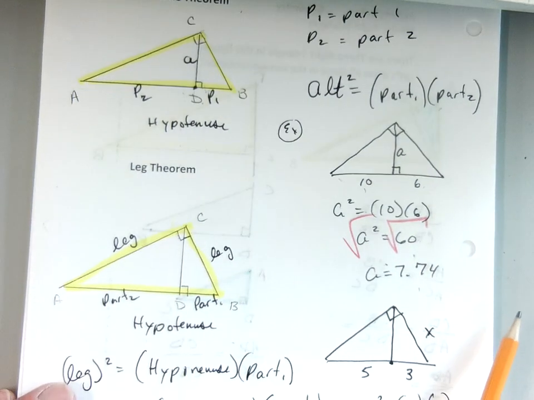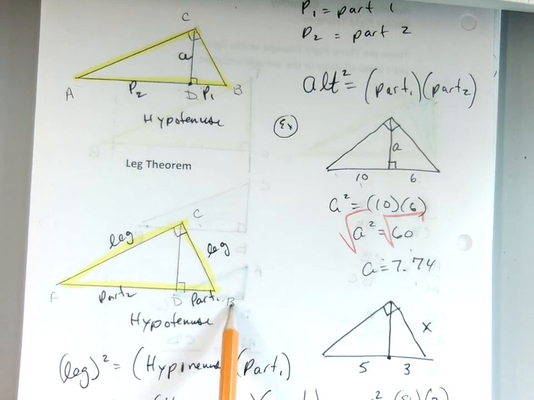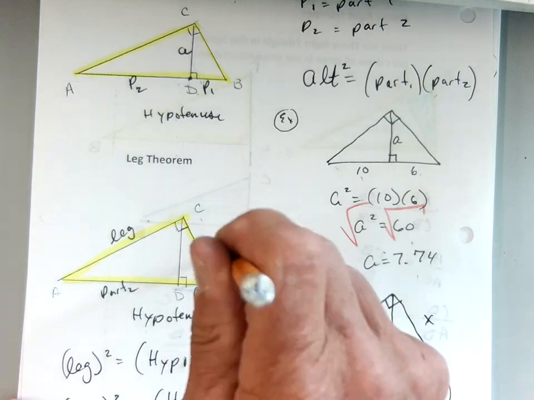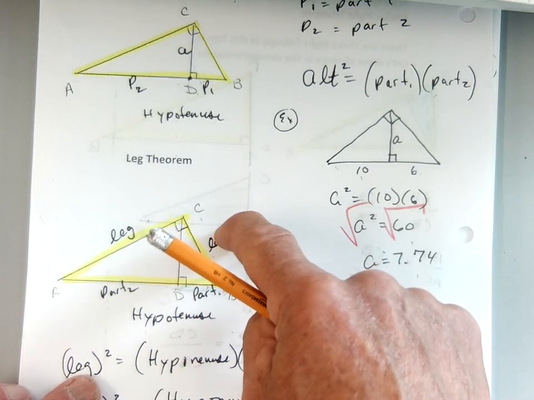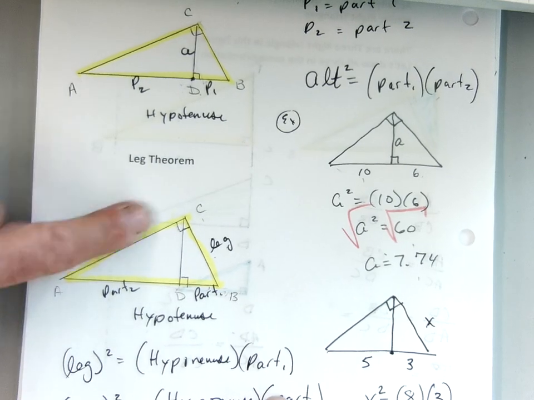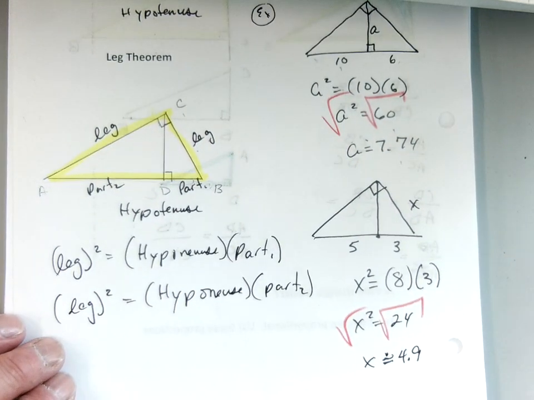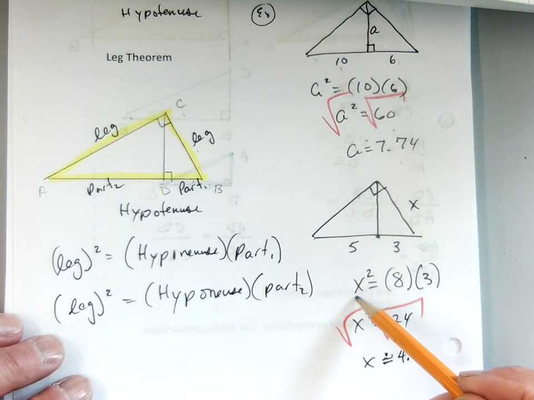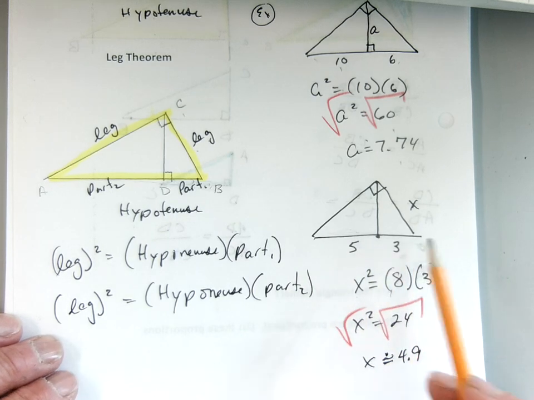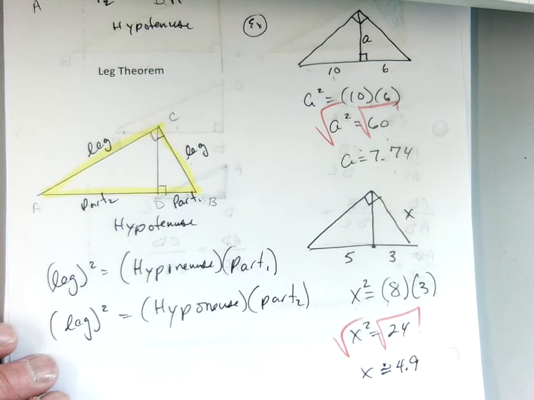Then finally, there's another one with legs. Now this is a leg of a right triangle, that's a leg of a right triangle. And then we've got the whole entire hypotenuse and a part attached. So we say, okay, here's the formula. Leg squared is equal to the entire hypotenuse times the part attached. And we had an example. So here's a leg. We said leg squared is equal to the whole entire hypotenuse, which is 8, times the piece attached. So I got x squared equals 24. I took the square root of 24 and I got about 4.9.